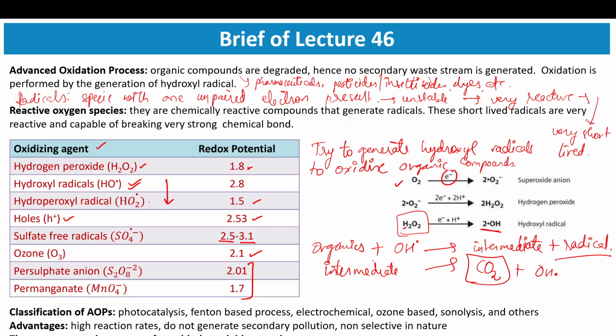Yeah, so the advanced oxidation process is a class of process, and under this there are multiple types of process which work on this principle, where you utilize some oxidizing agent to degrade organics, right? These types of advanced oxidation process include photocatalysis, Fenton-based process, electrochemical process, ozone-based process, sonolysis, etc.